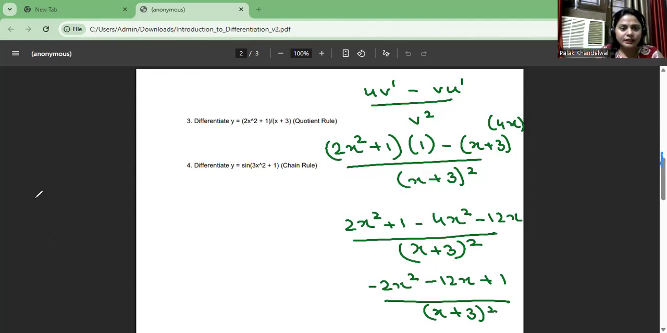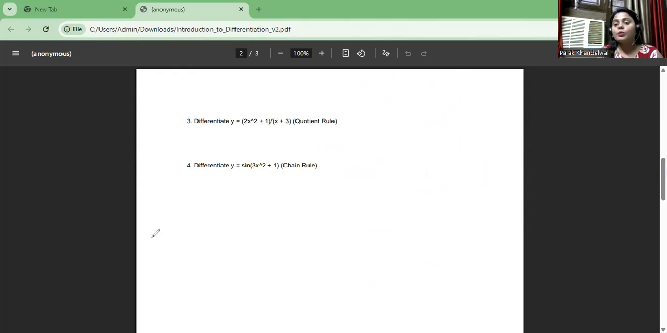Then we have something like chain rule. Okay, now what is chain rule? Chain rule is something used when the functions are in composite form. Function of function, right? There's no multiplication or division in between. There is a function of function.